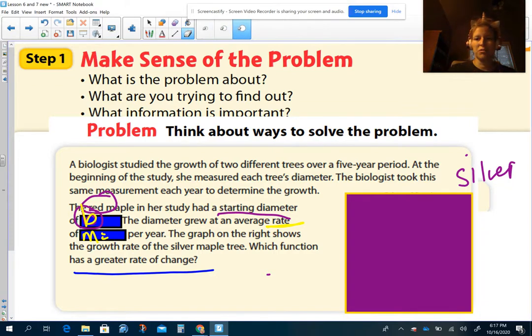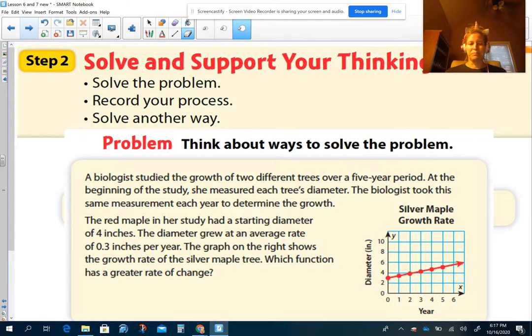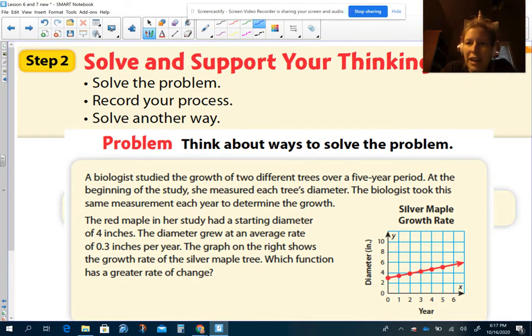All right, guys, are you ready to reveal the information? All right, here it is. So, my red maple has a starting diameter of 4 inches, and the diameter grew at an average rate of 0.3 inches per year. And there's your graph of the silver maple. Pause my video, and I want to see, can you figure out who has the greater rate of change? 3, 2, 1. Okay, let's see what you did.